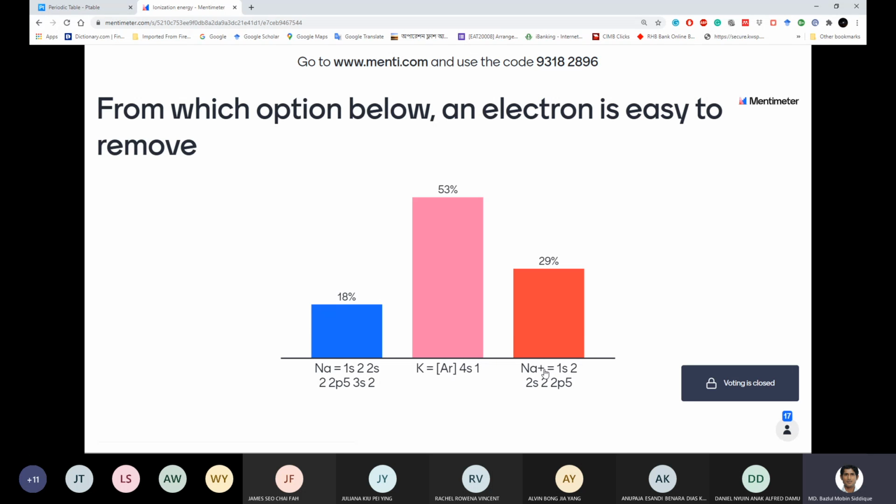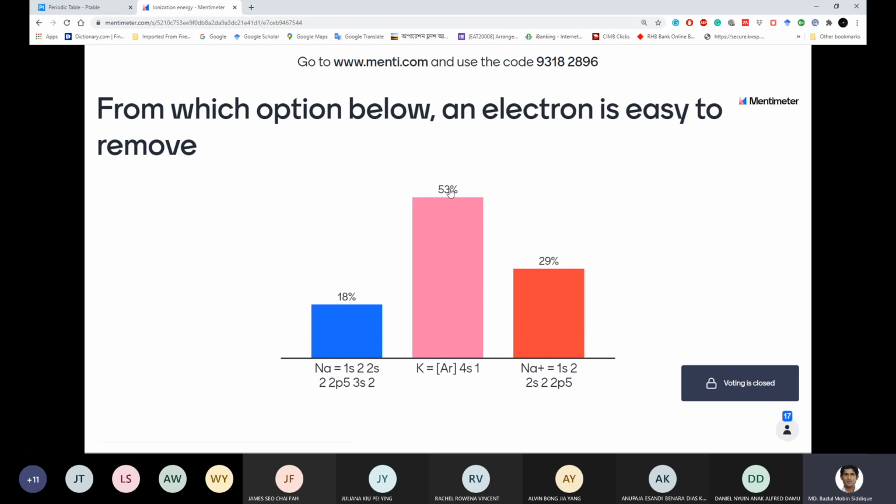But for sodium plus, one electron is already given, so it is supposed to be 2p6, and it is the hardest to remove an electron from here because it has already attained the neon configuration. Neon is a noble gas, and it is so stable that it is very, very hard to take one electron away from this part.